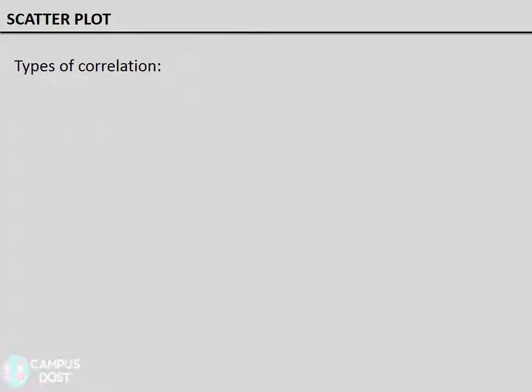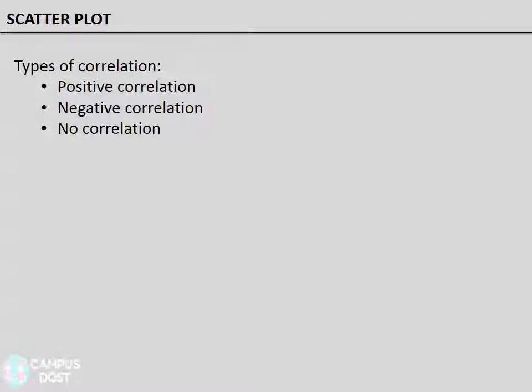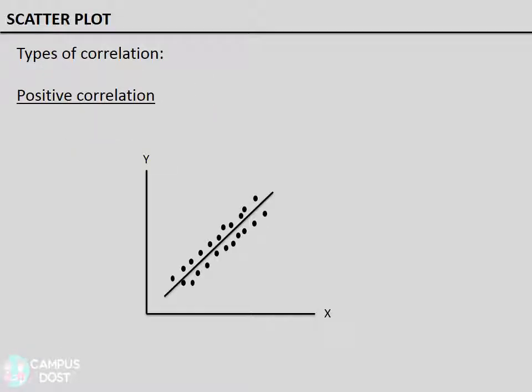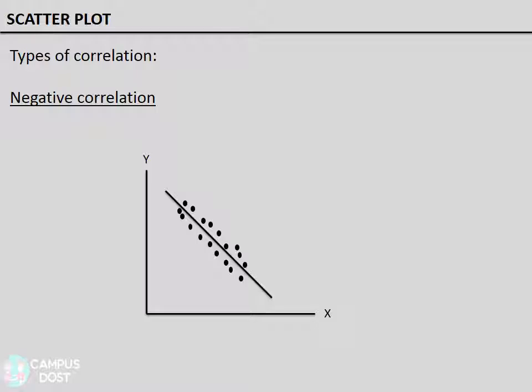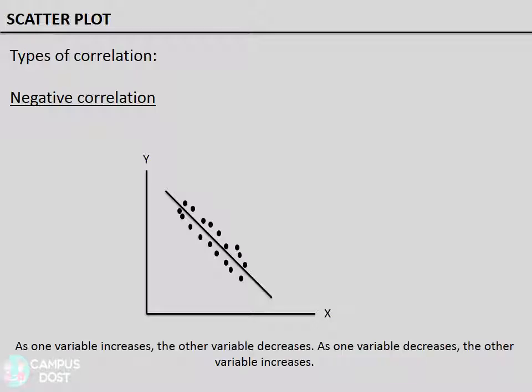So here there are different types of correlation: positive correlation, negative correlation, and no correlation. In positive correlation, as one variable increases, the other variable also increases. As one variable decreases, the other variable also decreases. Next is negative correlation. In negative correlation, as one variable increases, the other variable decreases. As one variable decreases, the other variable will increase.